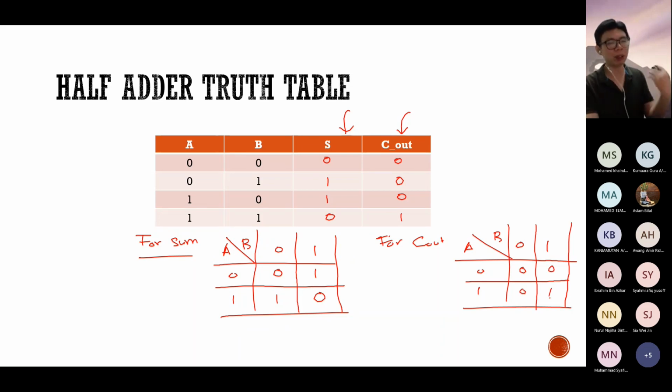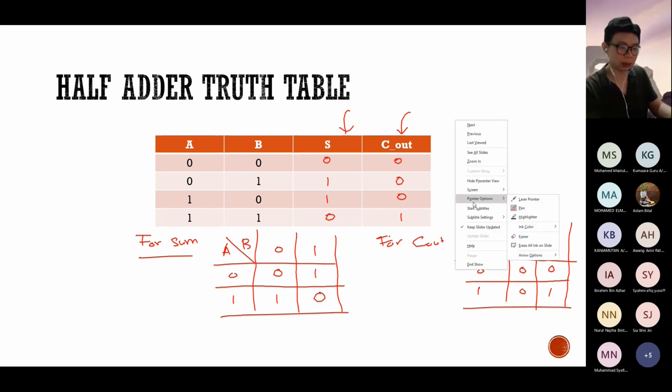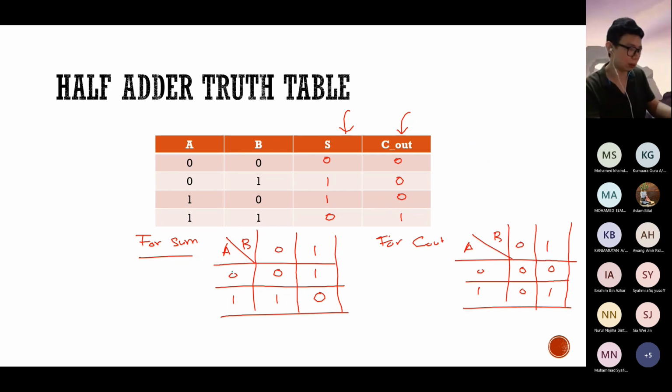Okay, now we have the K-map. Now, the next thing to do is to group them together. And once we get the groups, voila, just like that, we get the circuit. Let's try that. So let's just change this to other colors so that it's visible.